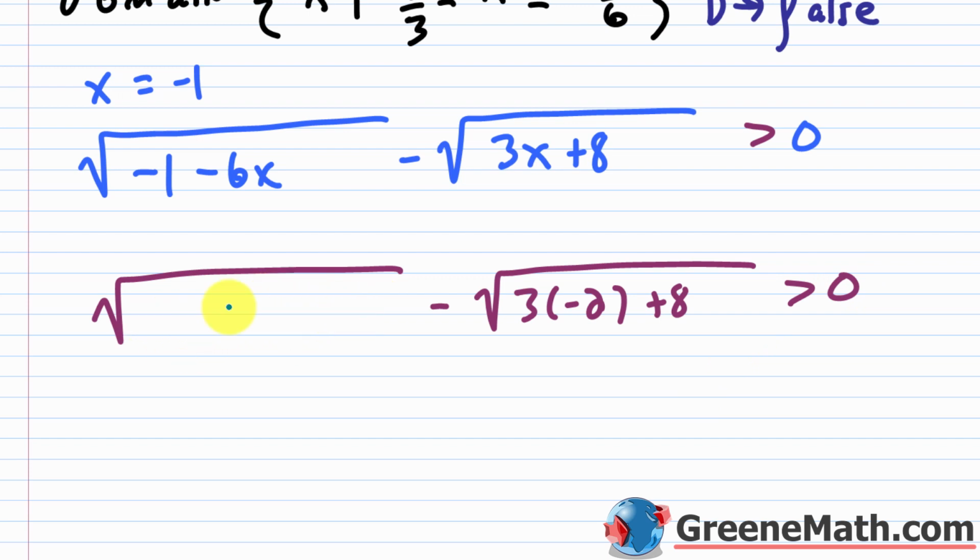So this is the square root of 11. And then over here, you have 3 times negative 2, that's negative 6. And negative 6 plus 8 is going to be 2. So this is the square root of 11 minus the square root of 2.